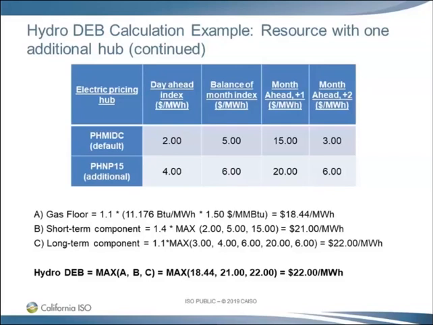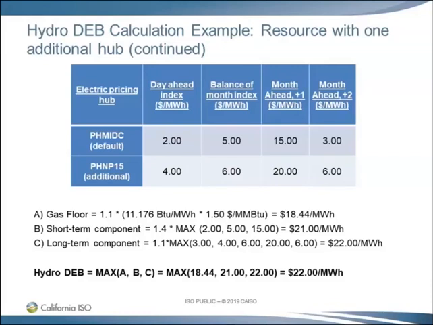The long-term component has 2 parts to it. The first part is the prices of the default hub for months greater than just one additional month. So in this case, this resource showed a max storage horizon of 2 months. The long-term component includes the second month ahead price at the default hub. The long-term component also considers the additional hub prices. So it considers the day-ahead index, the balance of month index, and the month-ahead prices for all months for all additional hubs. So that's the $4, $6, the $20, and the $6. So the long-term component works out at $22.